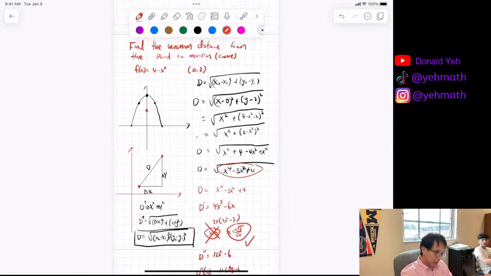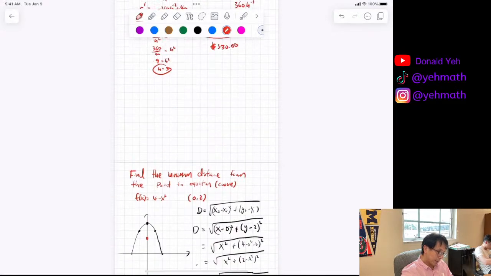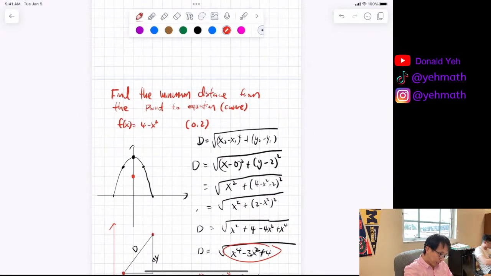How do you figure out what is the shortest distance? Plug it back in. 4 minus square root 3 over 2 squared. So that's 4 minus 3 over 2. That's equal to 5 over 2. So at positive square root 3 over 2, it's 5 over 2, and at negative square root 3 over 2, it's 5 over 2. That is the shortest distance, which is roughly right, probably right here.